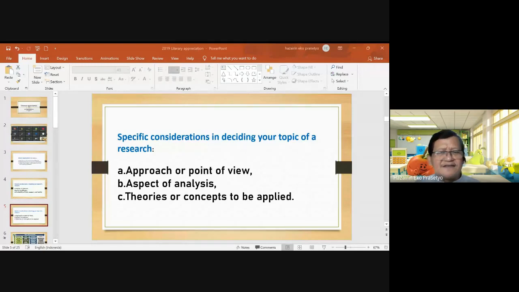Number two, aspect of analysis. It's very, very specific too. Moral values, psychological values, sociological values, historical values, whatever, all are aspects of analysis. So what aspect of analysis are you trying to do in your research? I'm going to give you examples later. So if you're interested in, say, I've read books on morality, okay, then from your background knowledge, it's good for you to do research about moral values. That's the aspect of analysis.